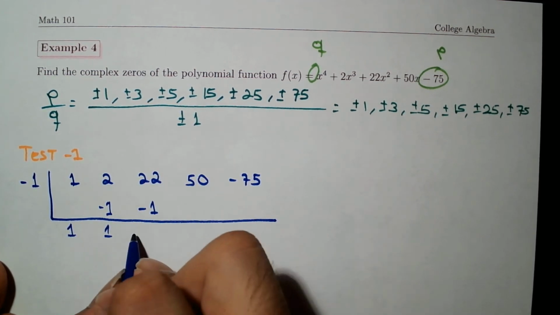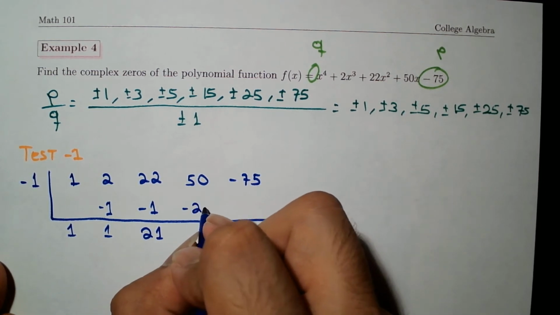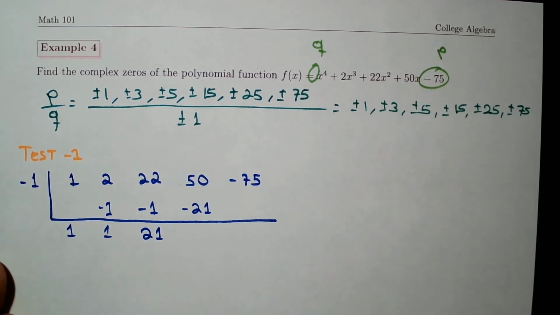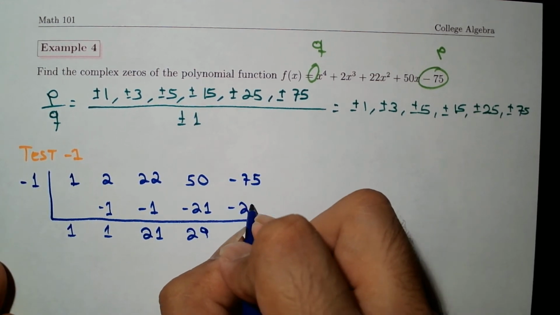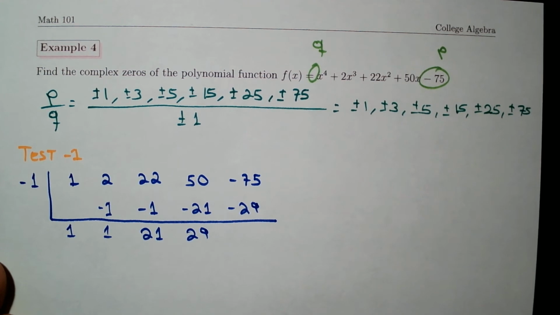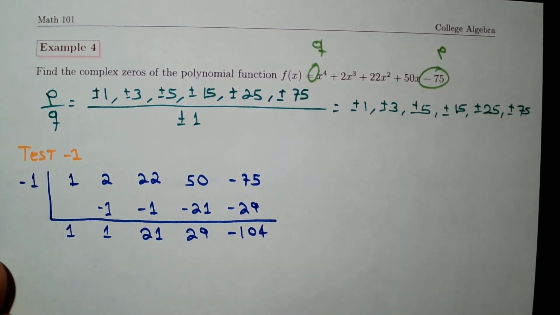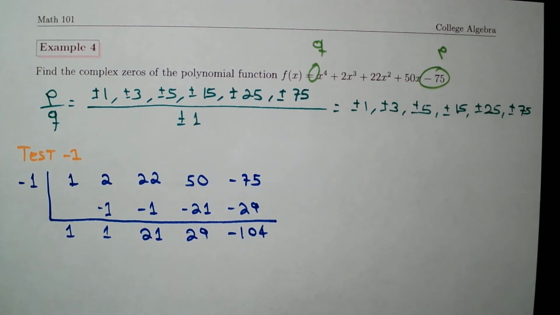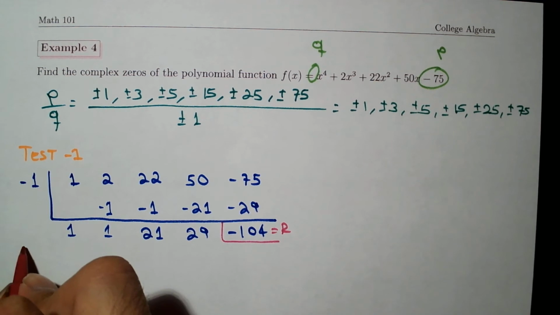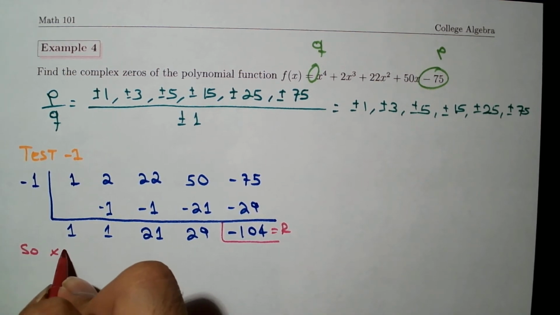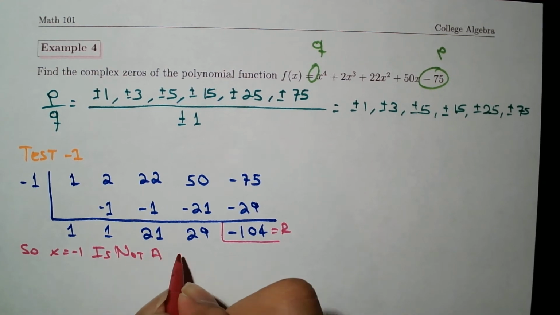22 minus 1, that's 21. 21 times negative 1, that's negative 21. And then 50 minus 21, I get 29. But 29 times negative 1 is negative 29. Combine these two numbers, negative 75 minus 29, that's negative 104. So in this case, what did we obtain? Our remainder is not 0, so x equals negative 1 is not a zero.